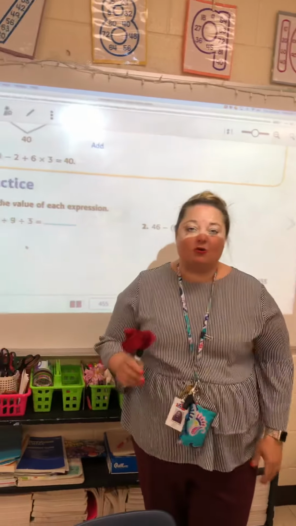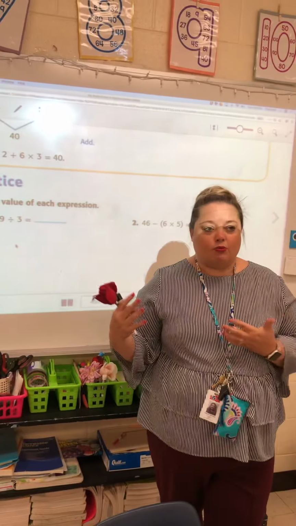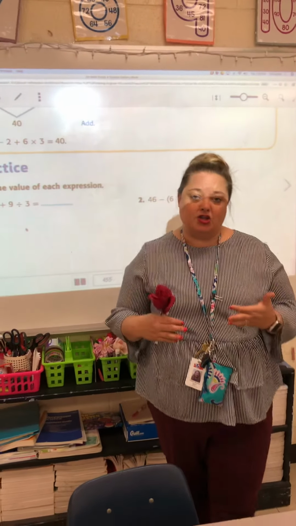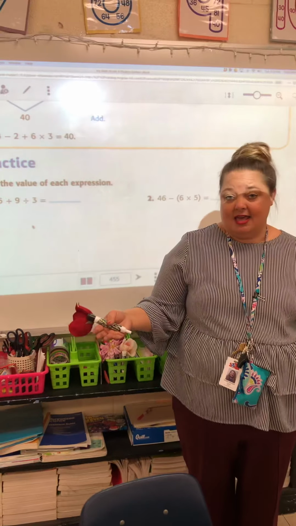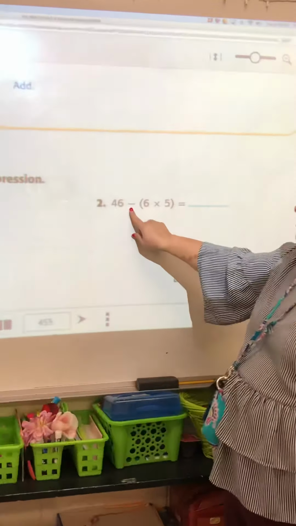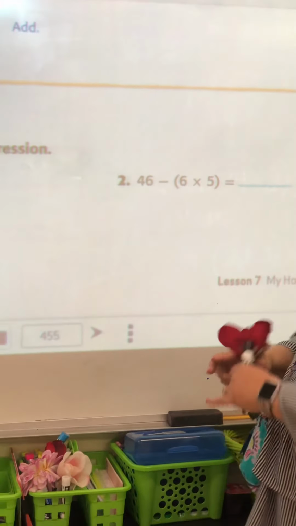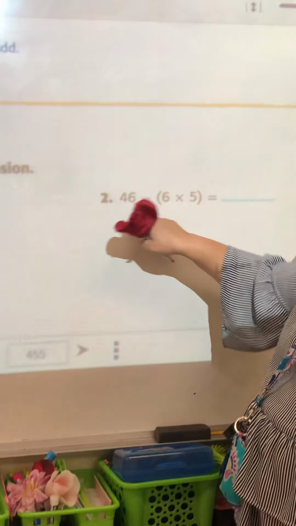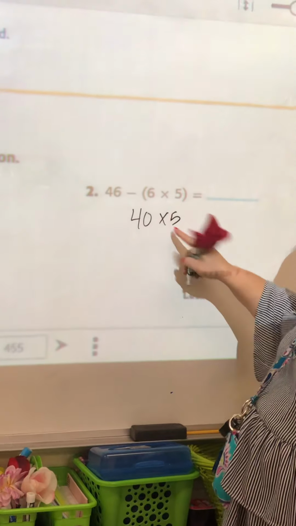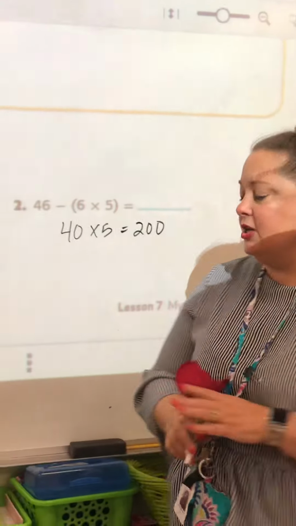Alright, today we talked about the order of operations. The order of operations is an agreed upon rule about what order you're going to do operations in an equation in case there's more than one in an equation or an expression. For example, in this one I have minus and I have times. So if you're looking at this and you just go left to right, you might say 46 minus 6 is 40, times 5, 4 times 5 is 20 with another 0 is 200. But that's not the right way to do this.